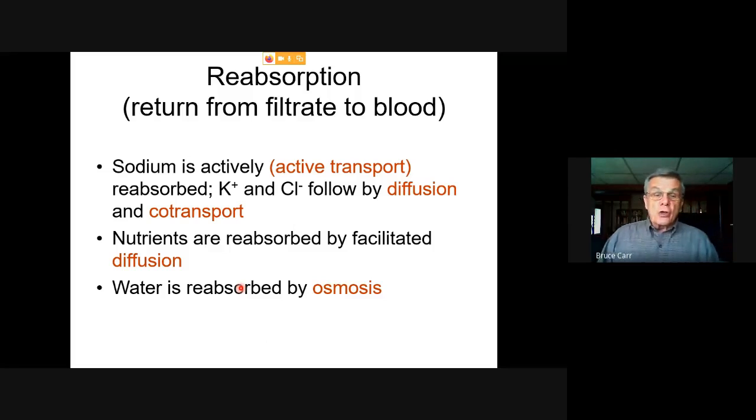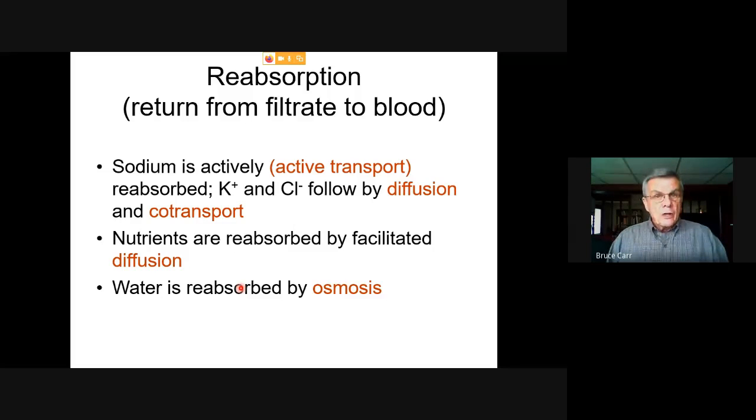Reabsorption. At first it's constant. We want to actively reclaim those valuable things that we have obtained in our diet, like sodium, potassium, and chloride. Nutrients like glucose are also completely reclaimed. There are carriers, so facilitated diffusion means that there is no requirement for ATP to get those back in blood.